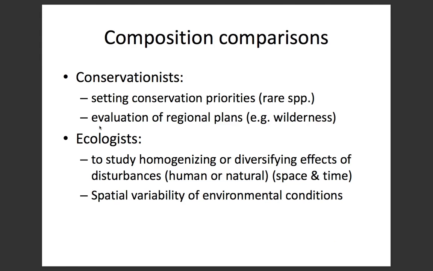So composition comparisons are important to both conservationists and ecologists for understanding where species are, how similar certain communities are, and prioritizing for conservationists. And ecologists use it to study homogenizing or diversifying effects of disturbances in both space and time, and to understand how spatial variability contributes to species composition over the landscape.